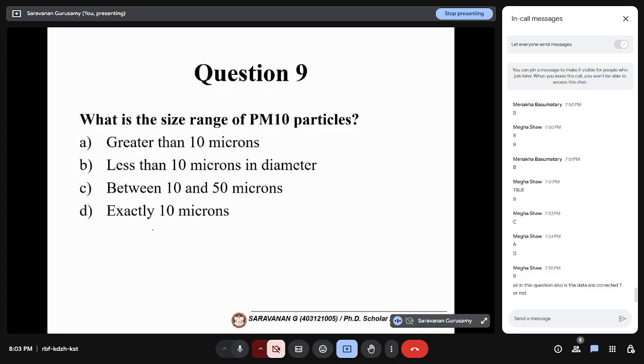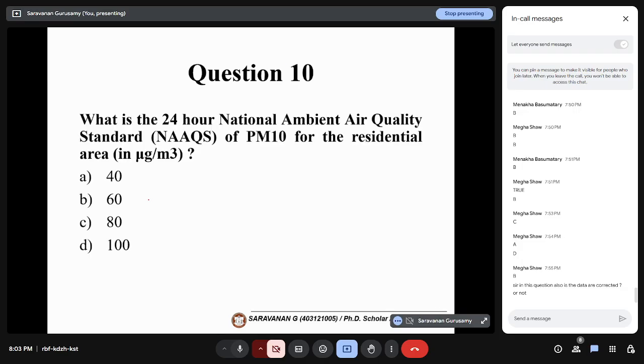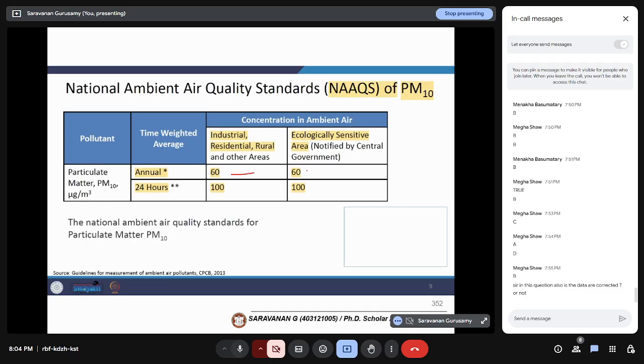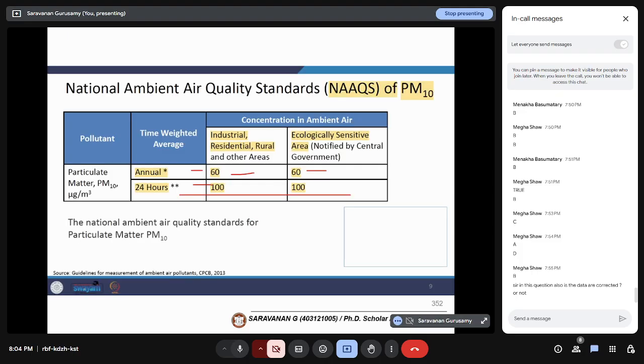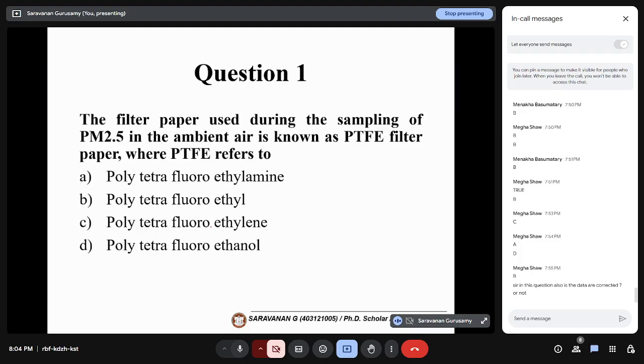What is the size of a PM10 particle? Less than 10 micrometers in diameter. What is the 24-hour standard for PM10? 60, or 80, or 100? 100. 60 is for annual; they are asking for the 24-hour standard, which is 100. The 24-hour standard will always be higher than the annual.